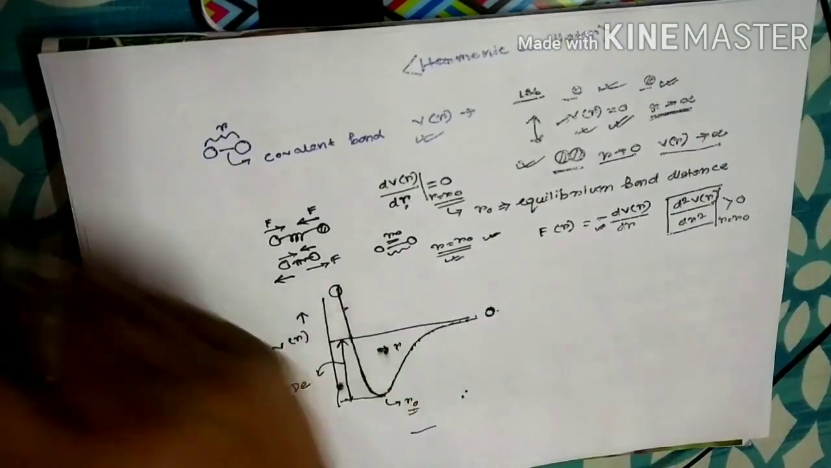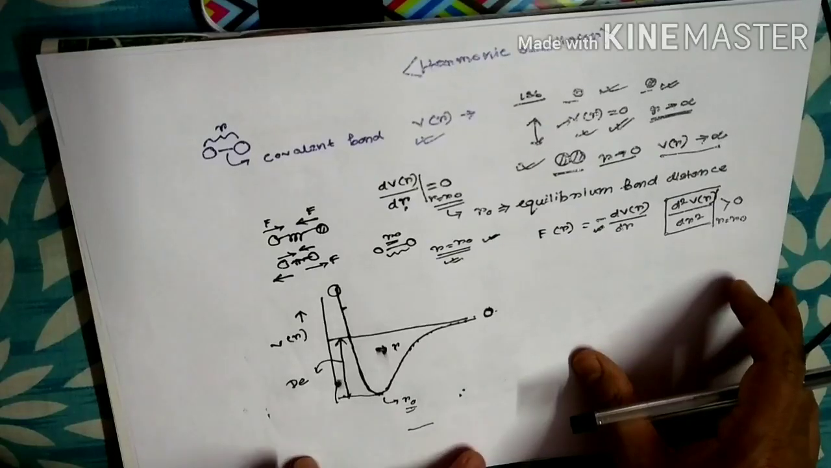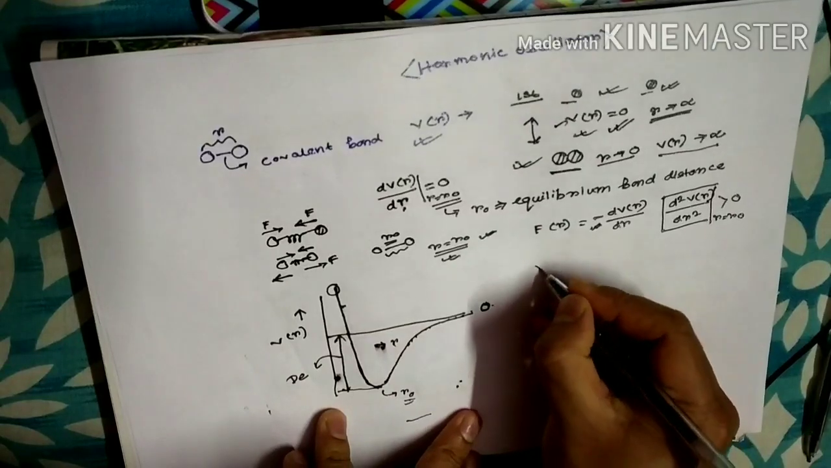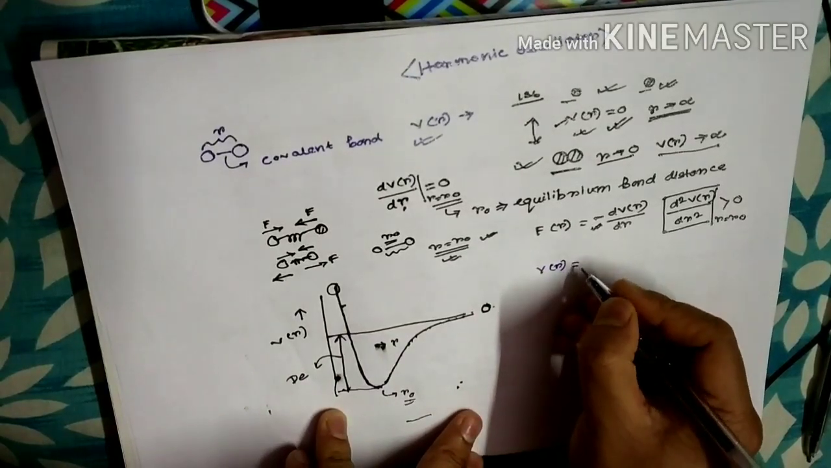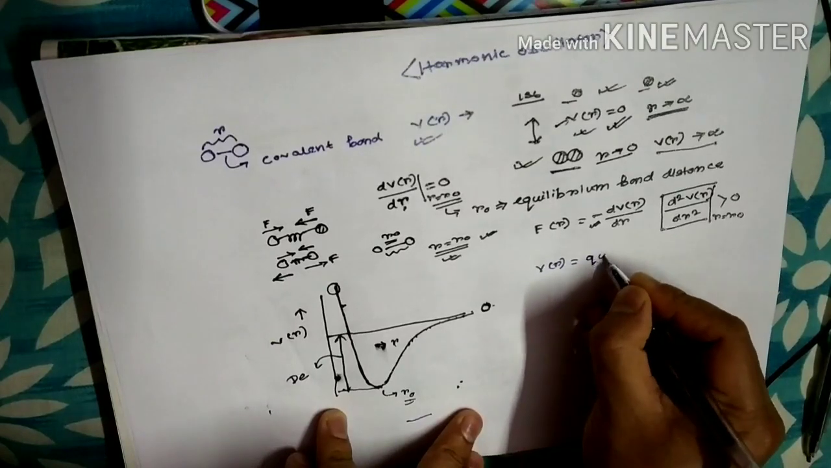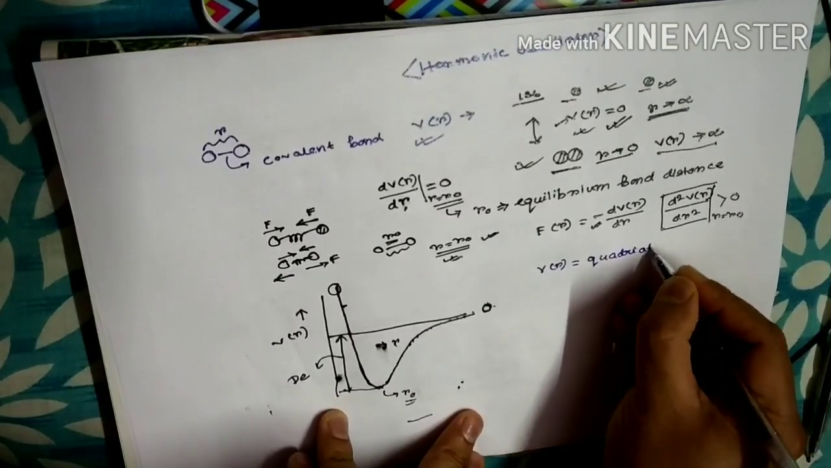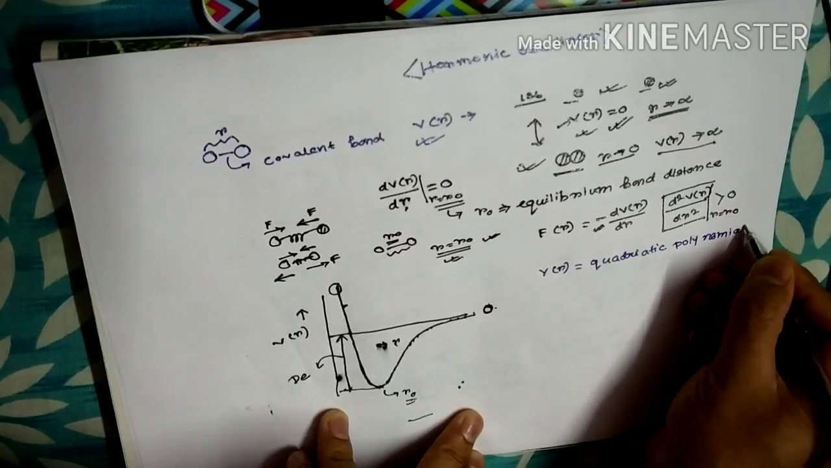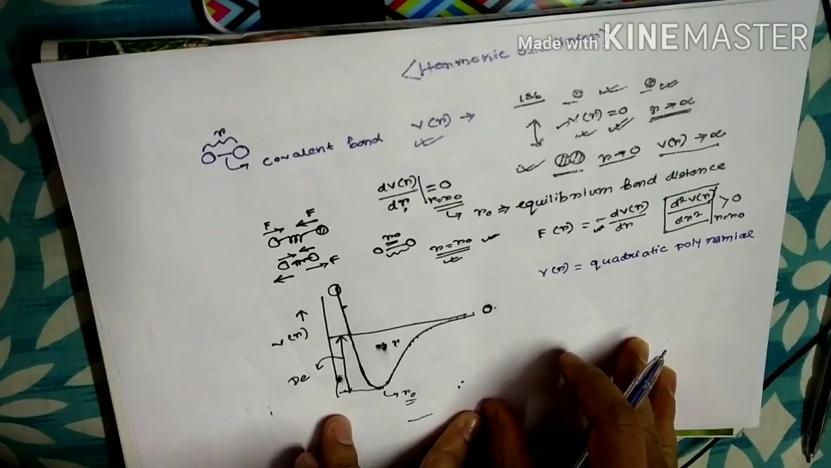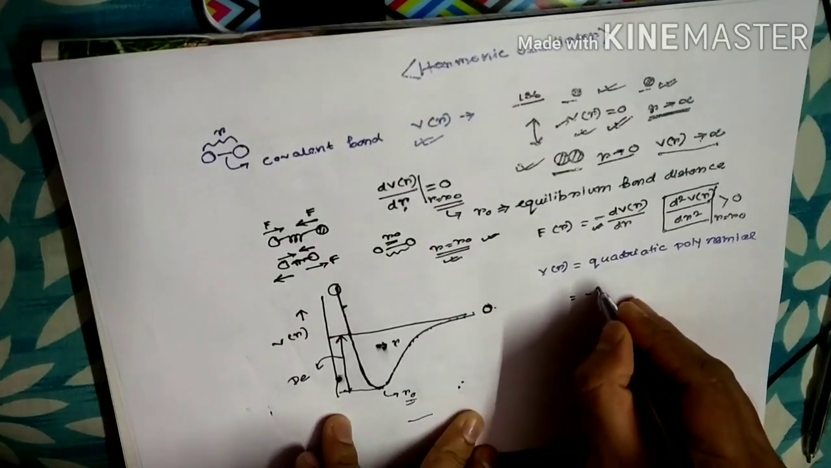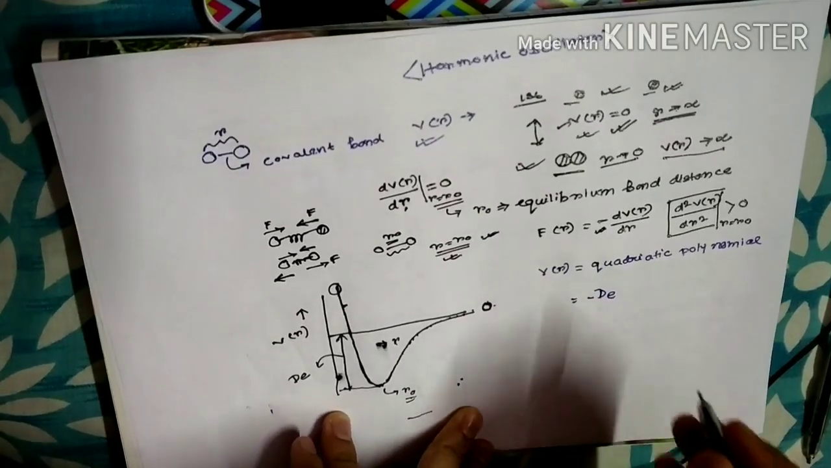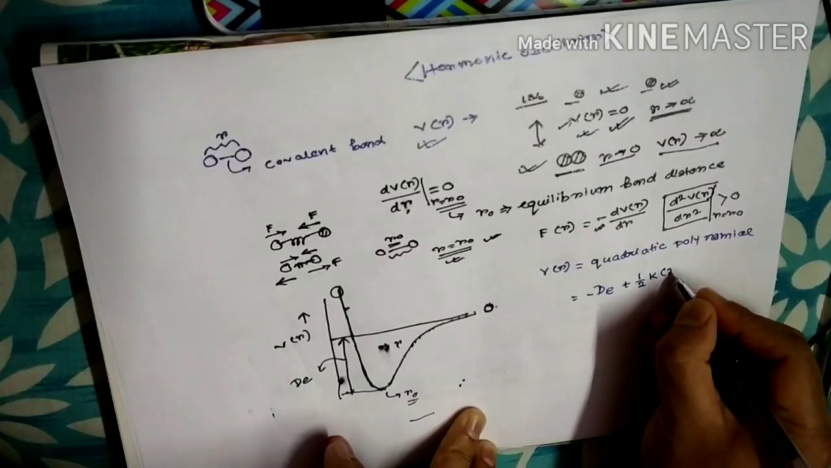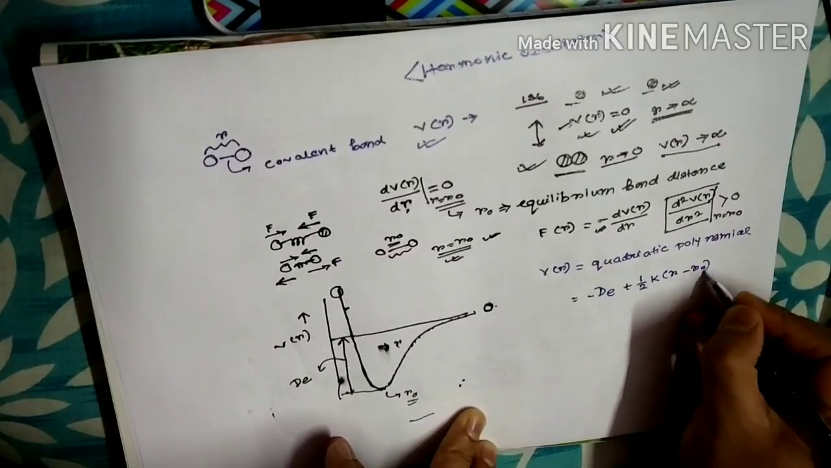Now we will try to figure out the potential energy function and try to model this system. The potential energy function that is chosen is basically a quadratic polynomial equation. So how will this quadratic polynomial equation look? It will look like minus dE plus half k (r minus r0) squared.